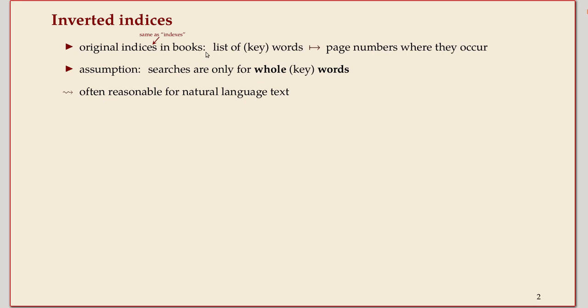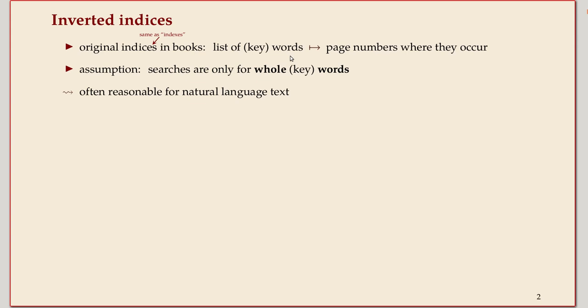Now here's the original version of an index from books. It is what we would nowadays call an inverted index. It's inverted because it lists individual words and points back to the text, as opposed to listing all the text in the document and then trying to find positions there, words in there. So it's a list of keywords. In a book, you usually don't list all the words that ever occur, but only the important ones.